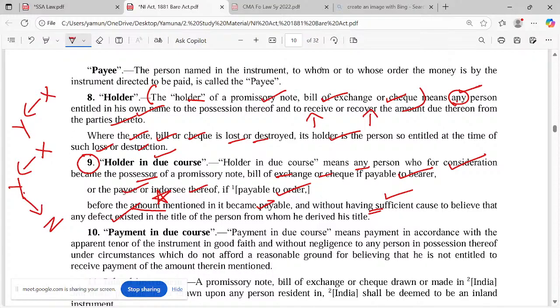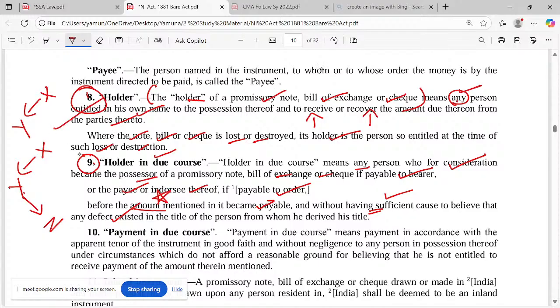If the question, most of the time you might be expecting this question, even CA Foundation also, holder and holder in due course, differentiate or comparison. In the exam, they give marks only if you write this angle. If you are able to make up these lines, write the question in the exam, or don't write that question. Skip it off. 8th and 9th, as per the act, I expect you can do this. Okay, 8th and 9th. Is it okay?